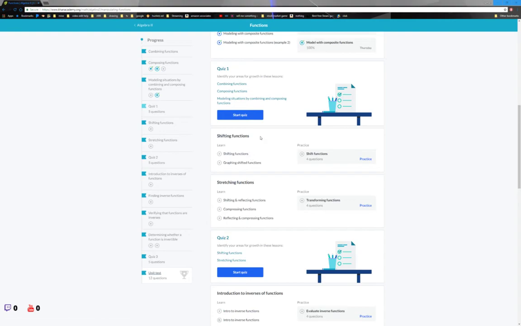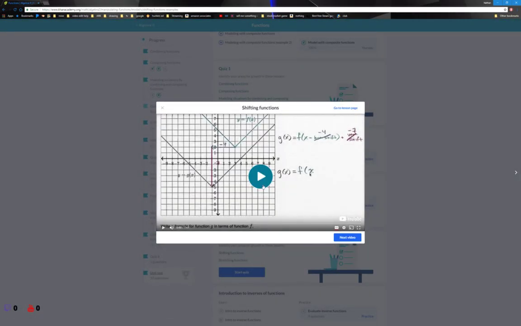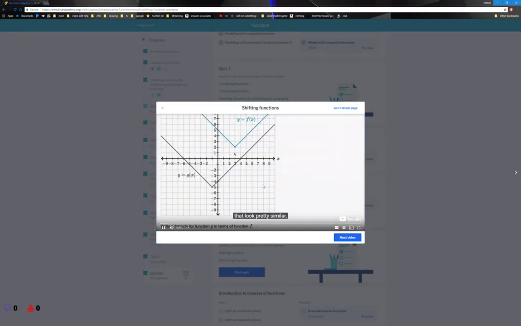Alright, so let's get right into this now. Shifting functions: we have two videos to watch and then some practice problems to try. We have these two graphs that look pretty similar, y equals f of x and y equals g of x. What they ask us to do is write a formula for the function g in terms of f. So let's think about how to do it.